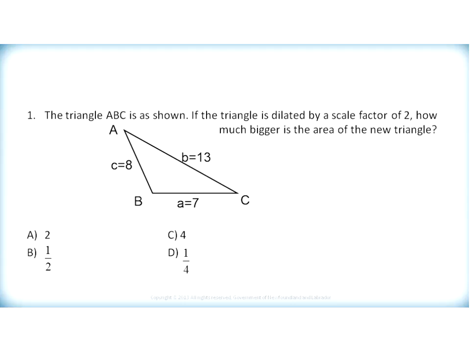So when A was 7, it's no longer 7. A is now going to be 14. B is no longer 13. It's going to be 26. And C is no longer 8. It's going to be 16. So all of our side lengths have doubled in size.